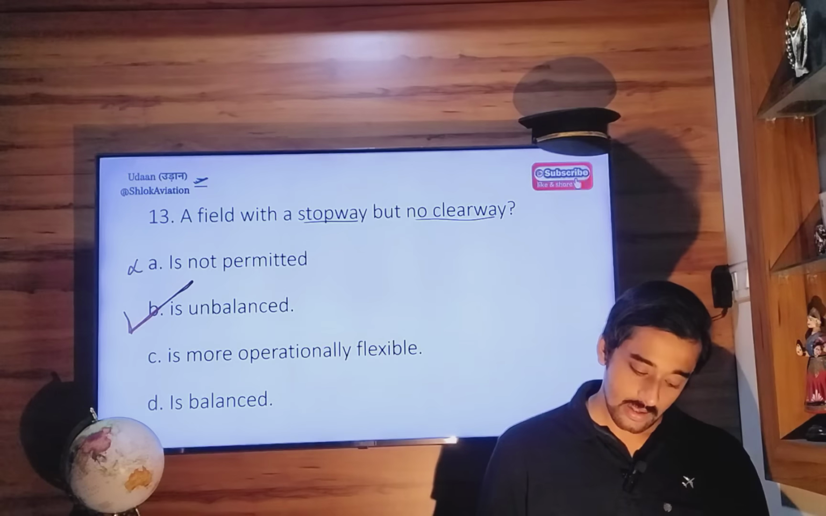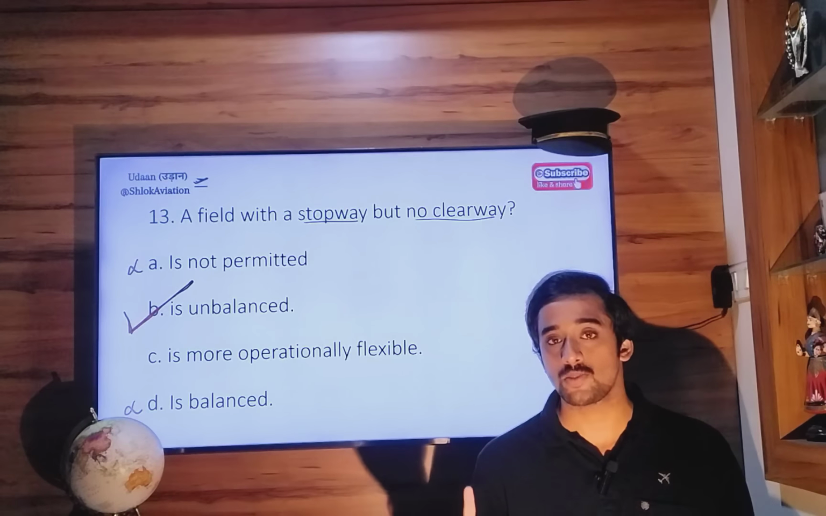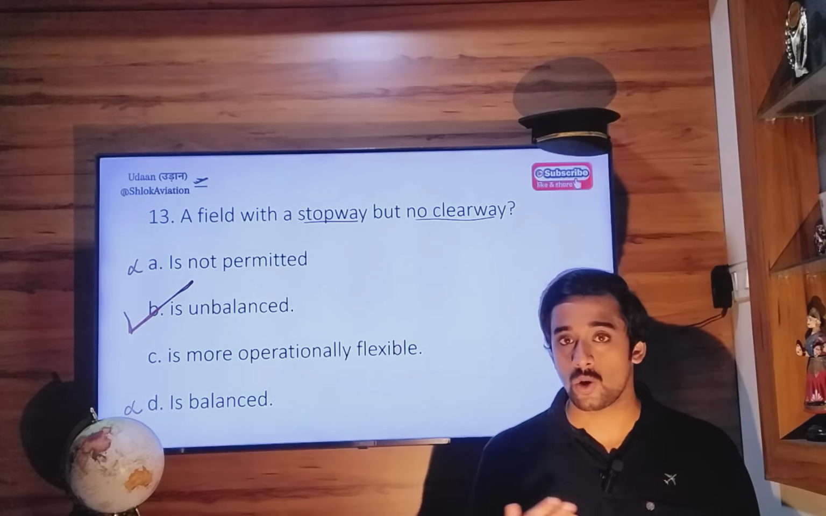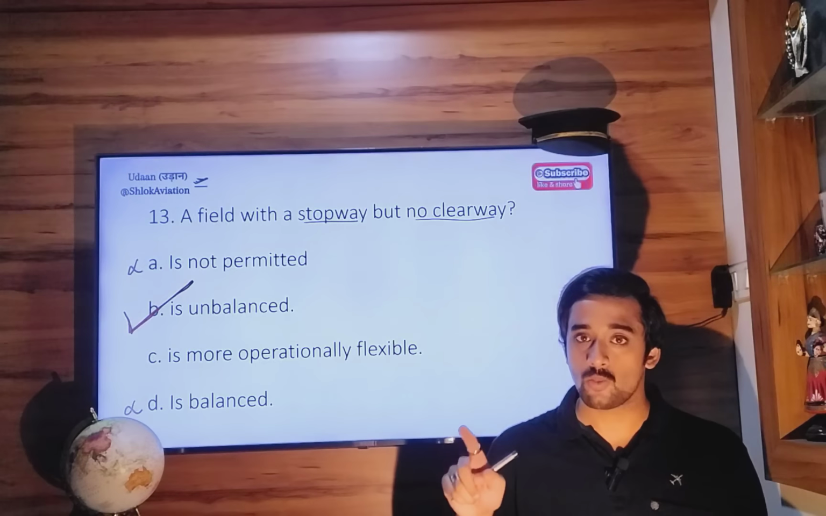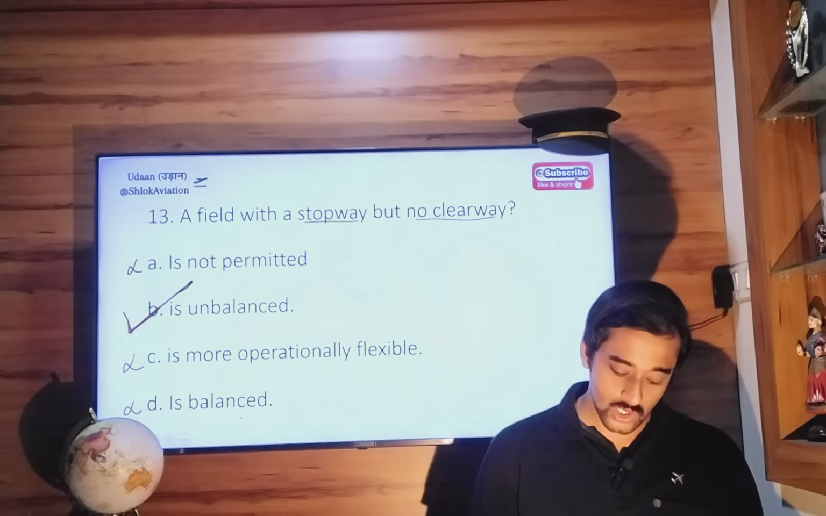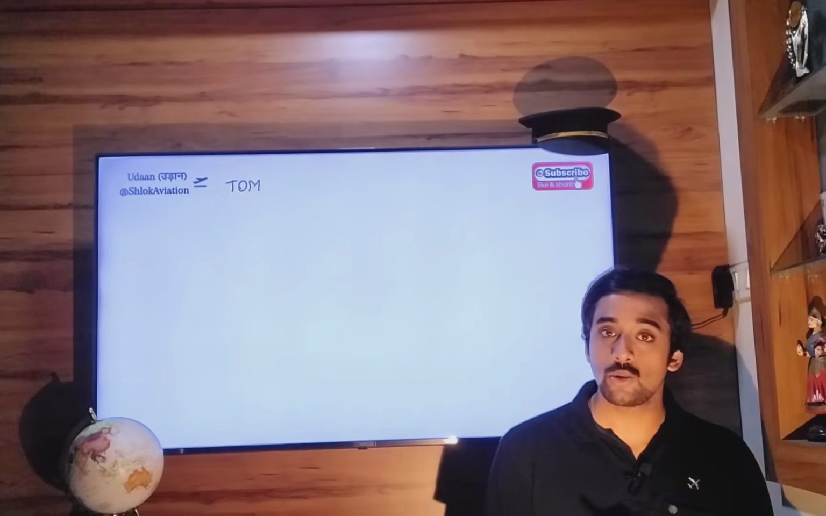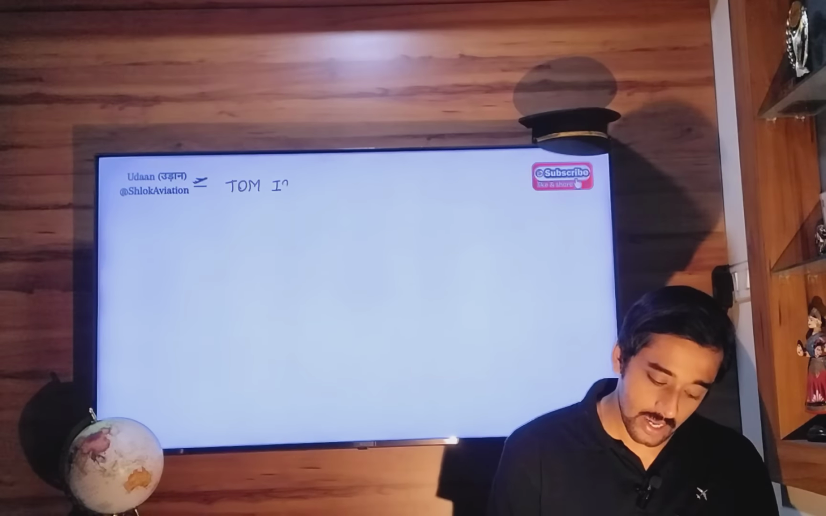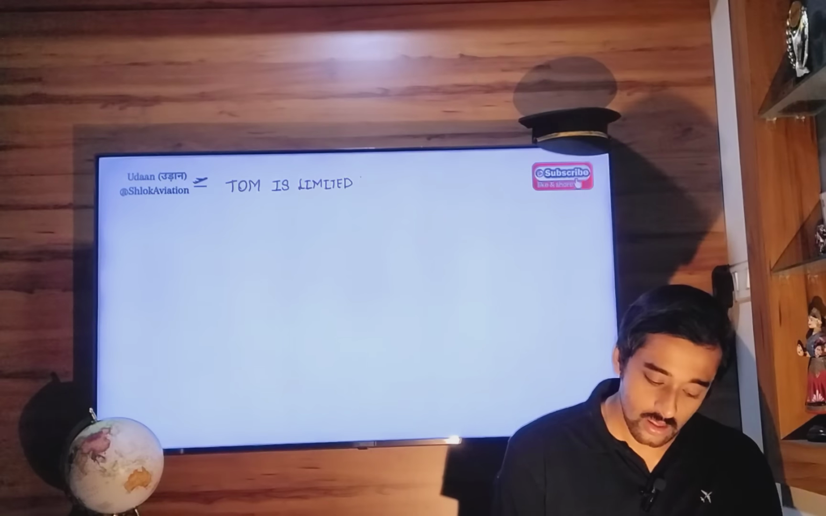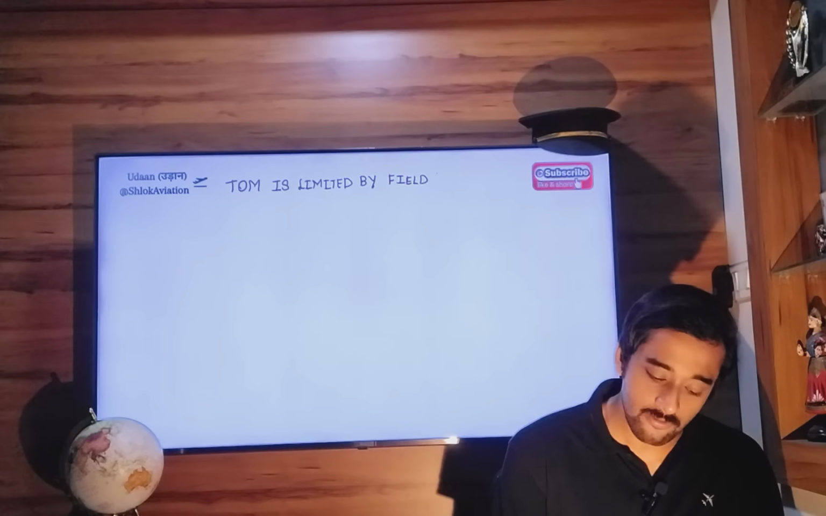It is permitted. Is balanced? Not at all, because balanced field conditions are that stopway and clearway must be equal in length, and the second condition is that there is neither a stopway nor a clearway. But here there is a stopway but no clearway. So Delta is wrong. Charlie. Now, when you have a stopway but you don't have a clearway, your takeoff mass with which you can take off is limited by field length.